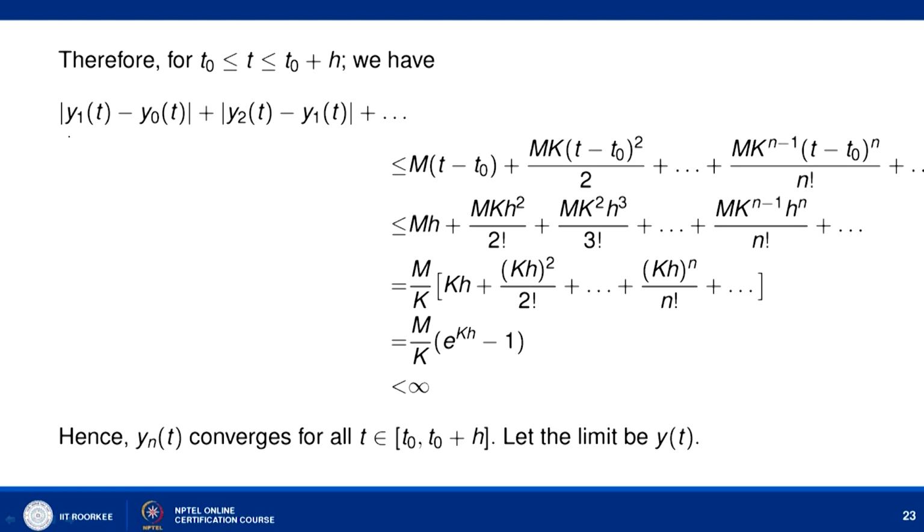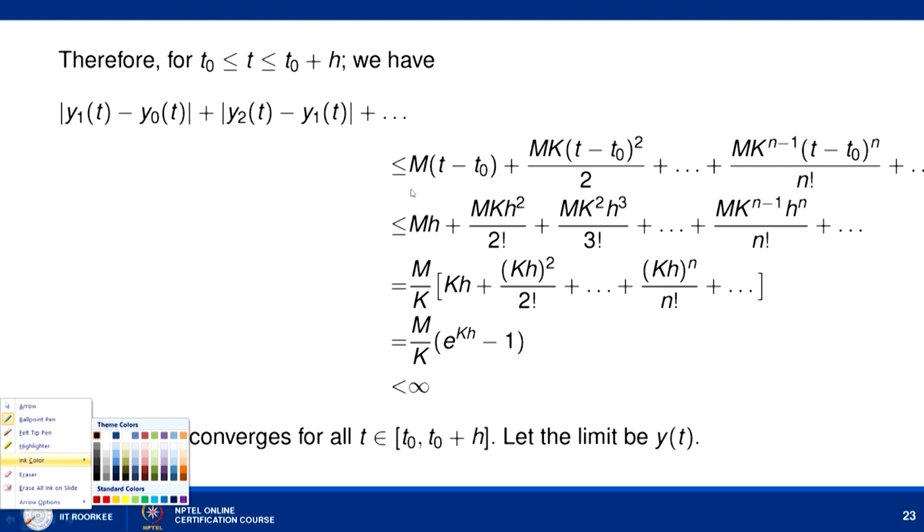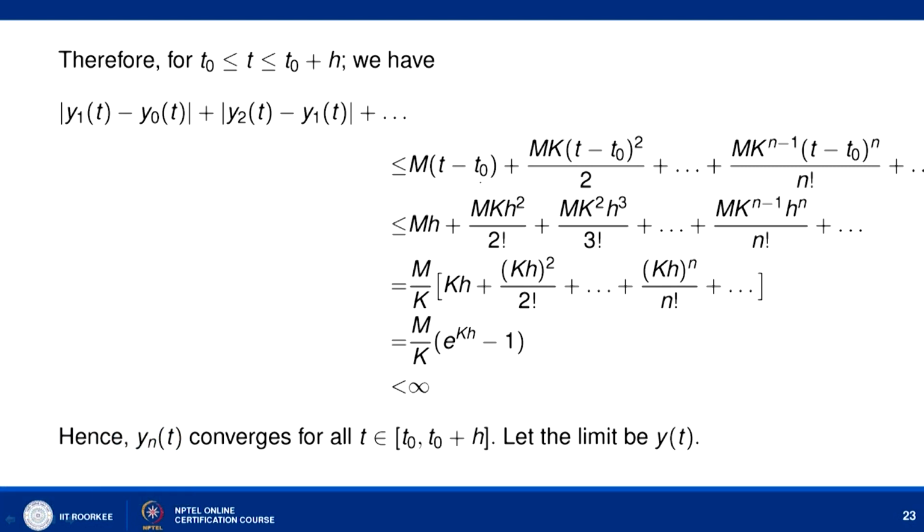So, we can show that for the series we are considering, |y1(t) - y0(t)| is bounded by M(t - t0), and |y2(t) - y1(t)| is bounded by this quantity, and so on. We can say that |yn(t) - y(n-1)(t)| is bounded by this, and if you take the summation here, since t is lying between t0 and t0 plus h, t - t0 is bounded by h, so we can say that this is further bounded by M h plus M K h^2 / 2! plus M K^2 h^3 / 3!, and so on.